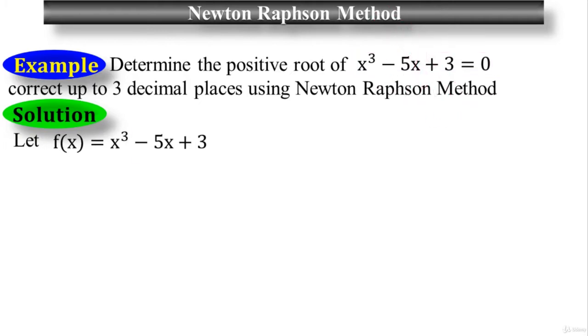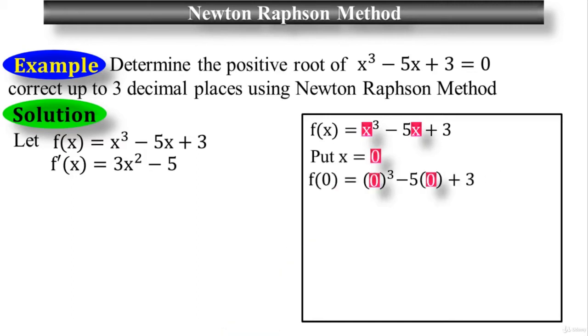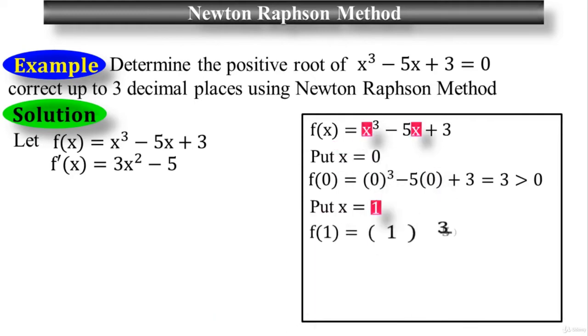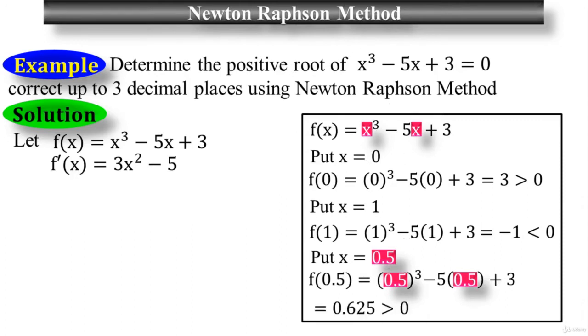Step 1: find the derivative of the function f(x), which is 3x squared minus 5. And then in step 2, identify the initial value. Take this function f(x). If I put x equals 0 in this equation, I will get 3, which is greater than 0. If I try x equals 1, I will get minus 1, which is less than 0. But if I try x equals 0.5, I will get the value 0.625, greater than 0.